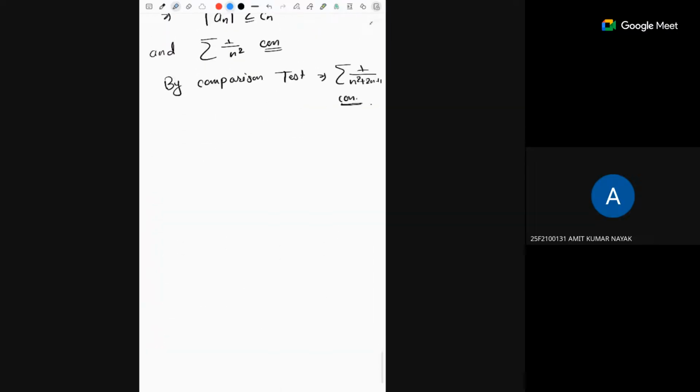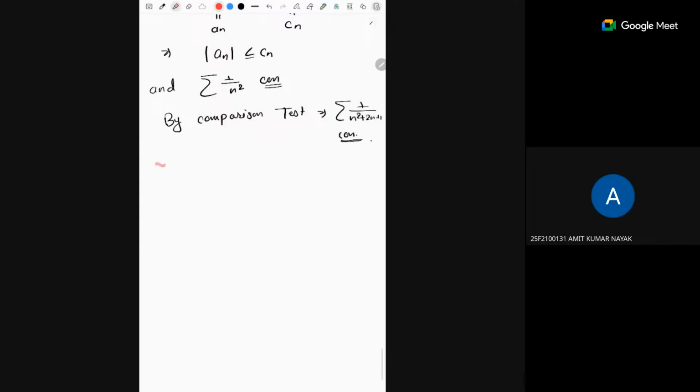Okay, so let me ask you one question. If we have a series summation 1 by n to the power 2025 plus n to the power 2024 plus and so on plus n square plus n plus 1. Okay, now does this converge or diverge? It seems a horrible series, right? n to the power 2025, 2024 and so on.